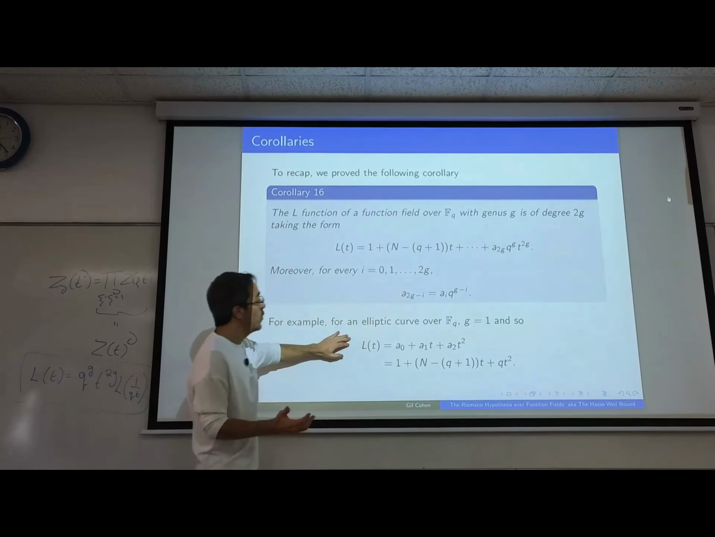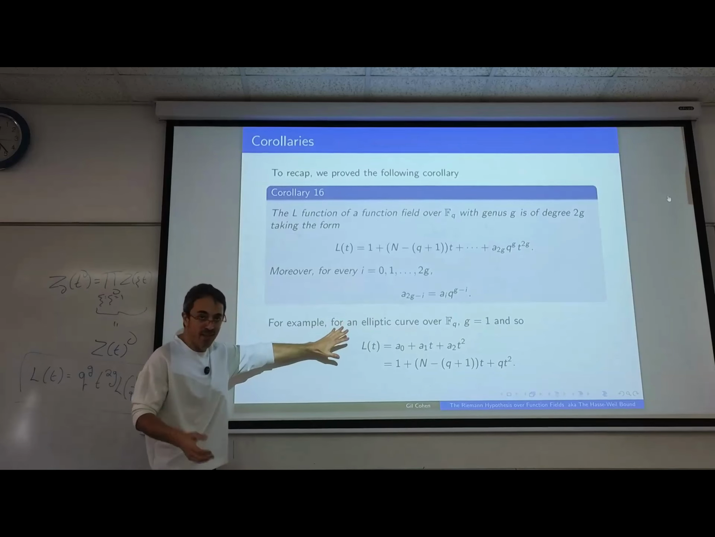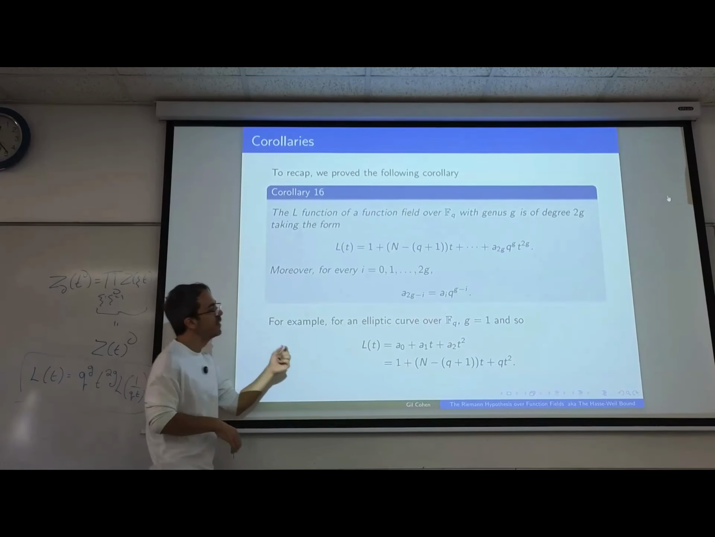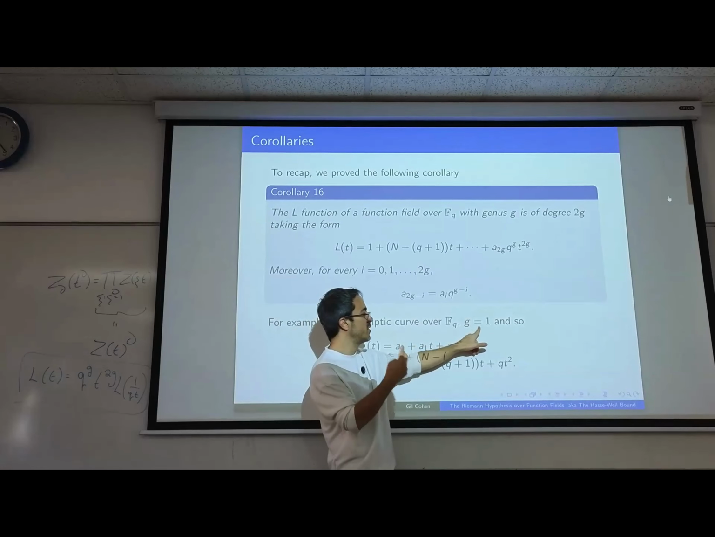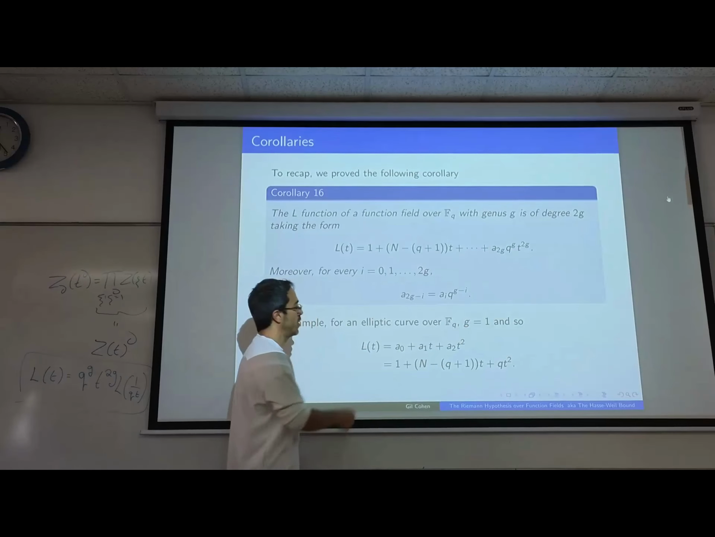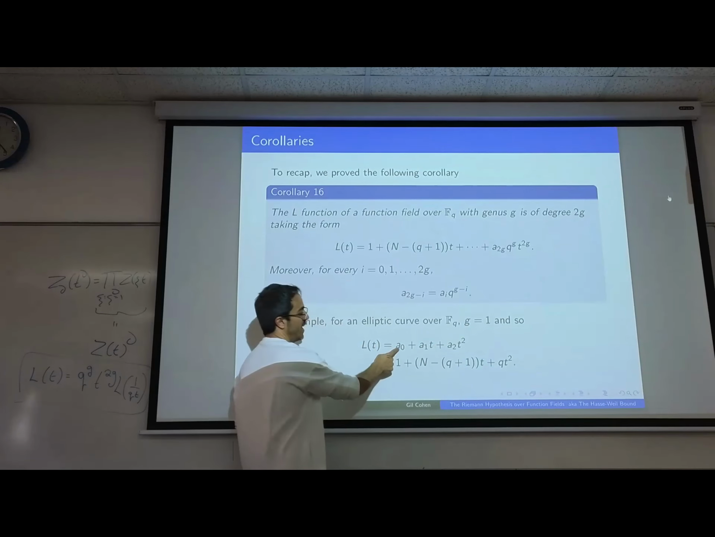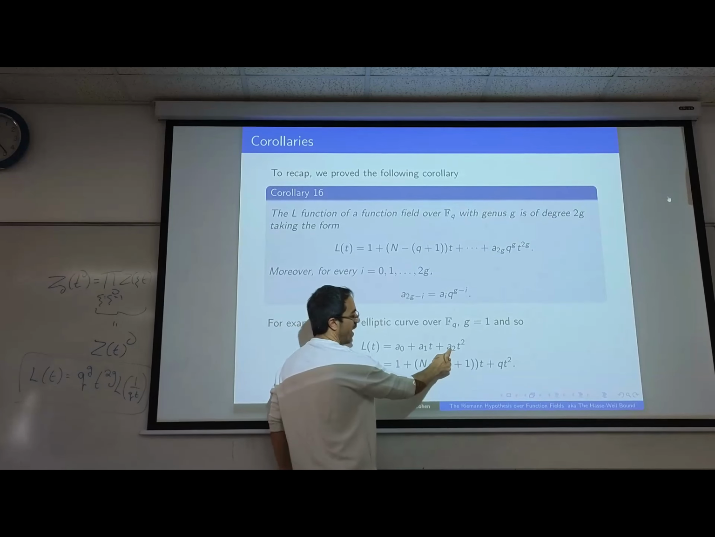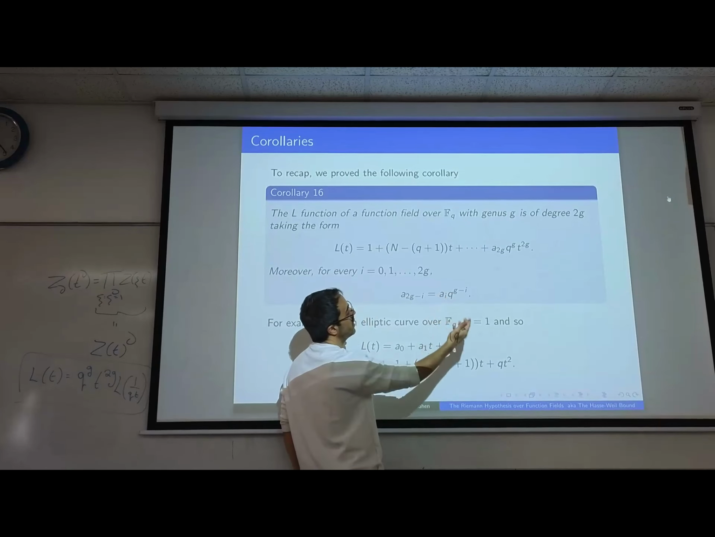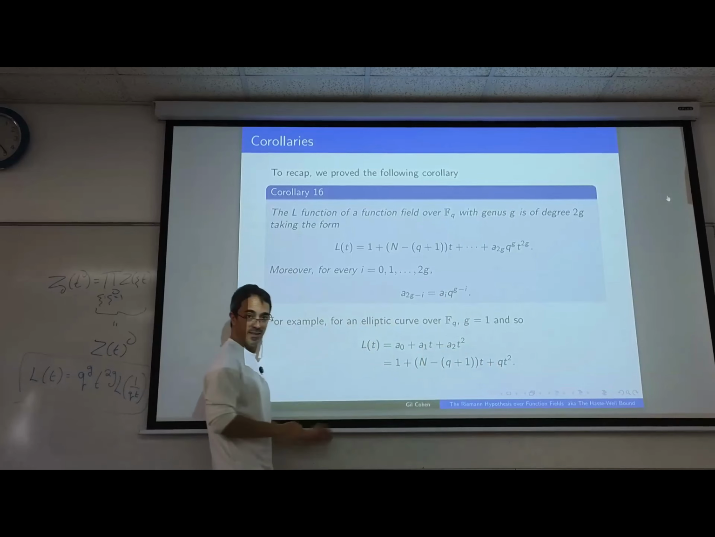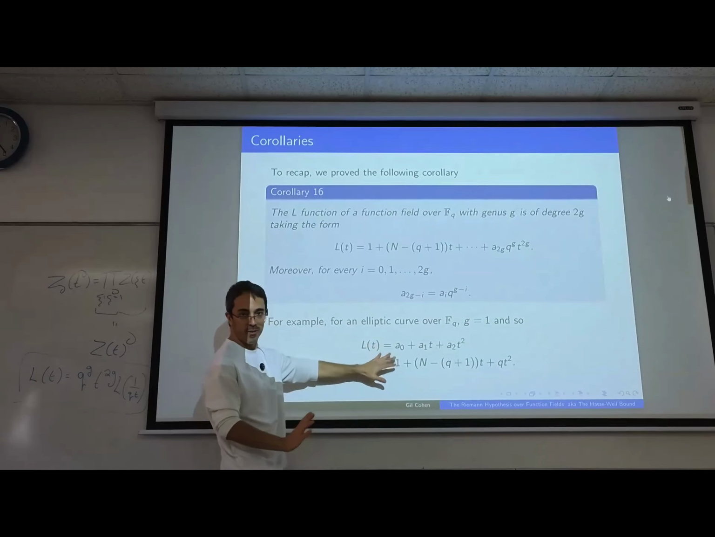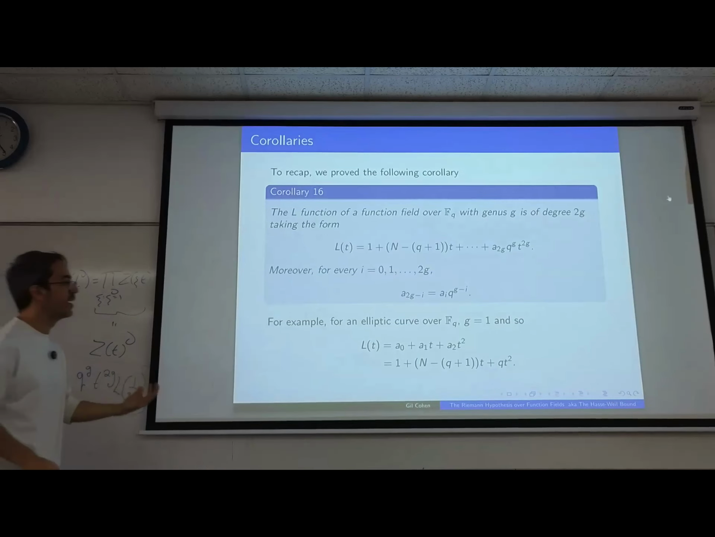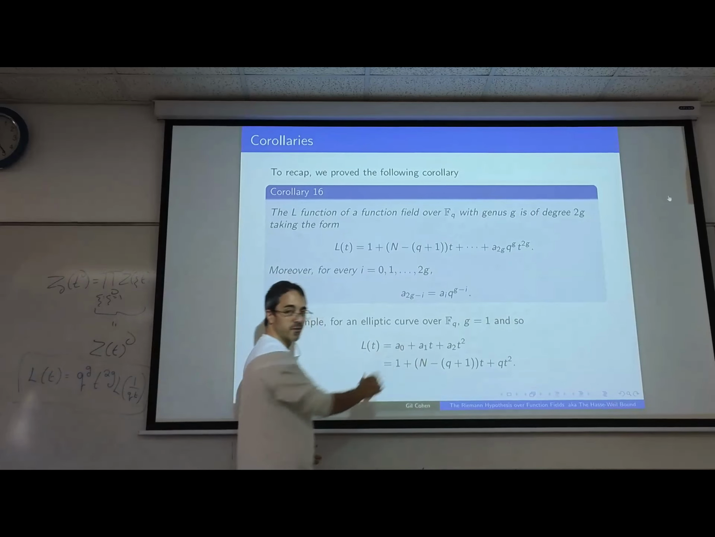So for example, for genus 1, let's just see what happens there. When you have a genus 1 curve and look at the L function of that, genus 1 means degree 2, because it's 2g. So you have A0, A1, A2. A0 is 1. A1 is this thing. And A2 is q to the g, which is q. So that's the L function of elliptic function fields, for example. That's how it looks. There's only one interesting part of it, like this one.